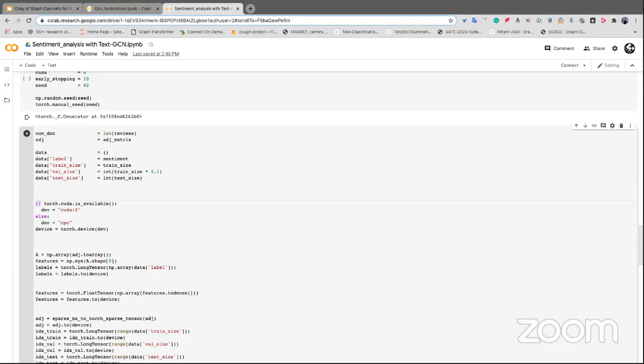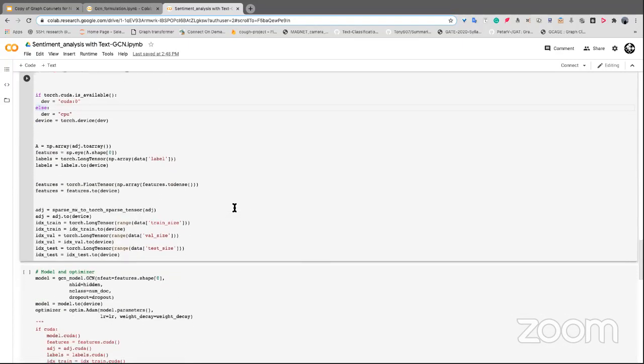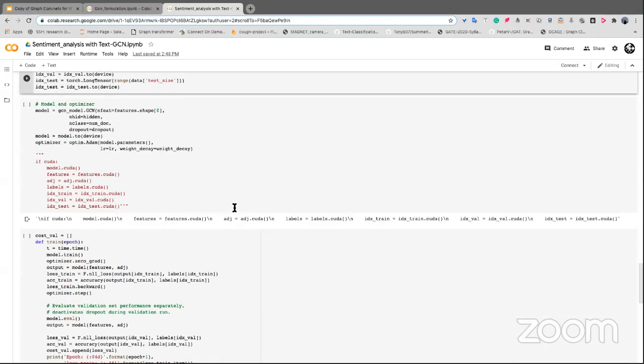So this is semi-supervised learning, but there are other methods which are applied without training the full graph. Those are GraphSAGE and FastGCN. So this is the model as I showed you there. This is just one layer.